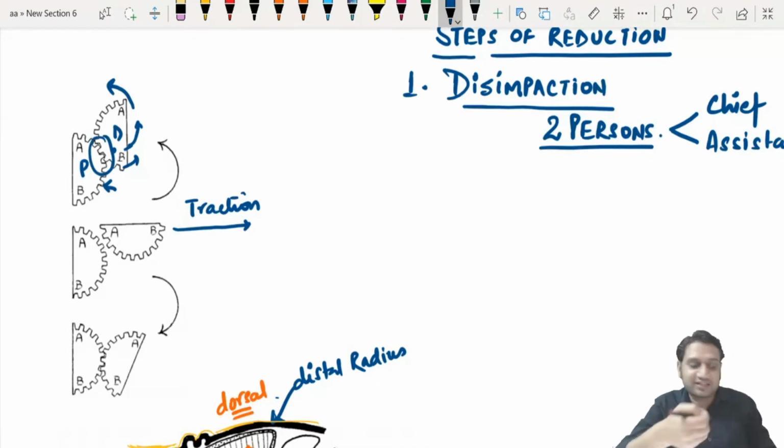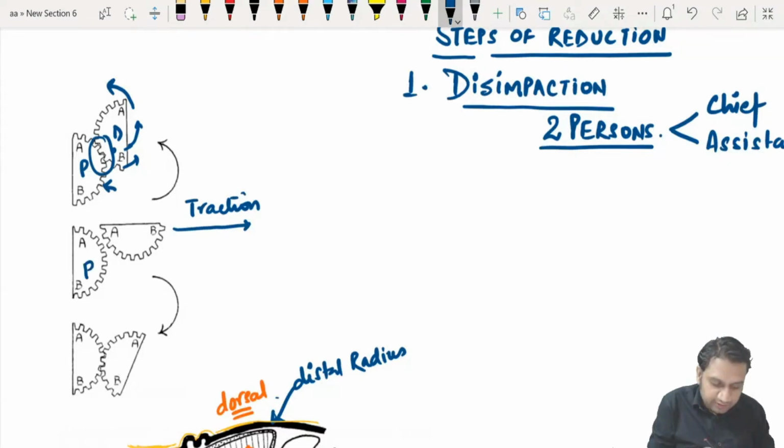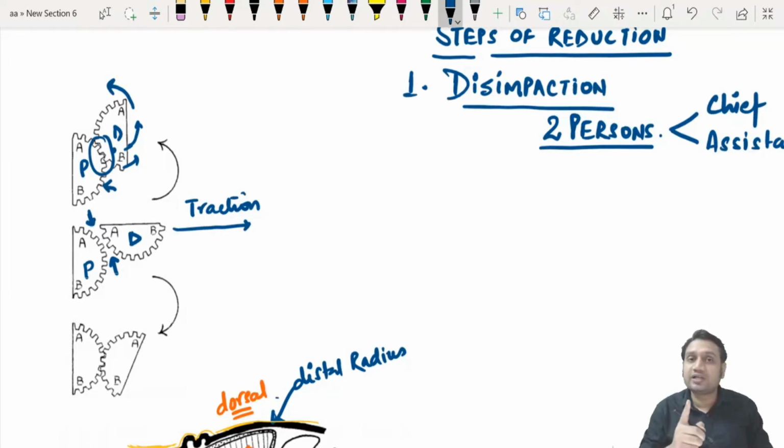So when I give a traction and disengage, this is now the proximal part and this is the distal part. Remember, traction is still maintained. That is why we are able to see some space over here. And in this position, when I release my traction, what will happen? This will fall into place like this.